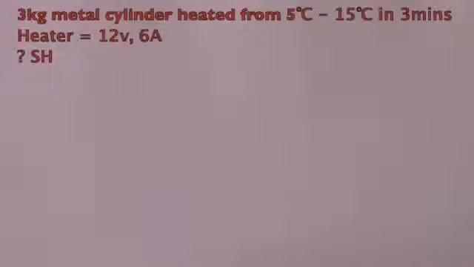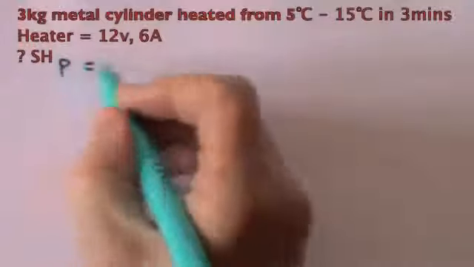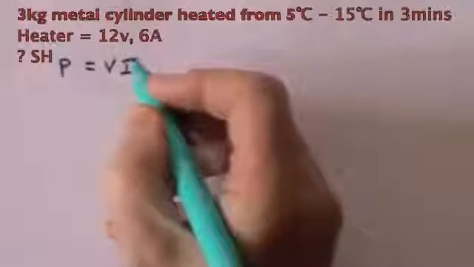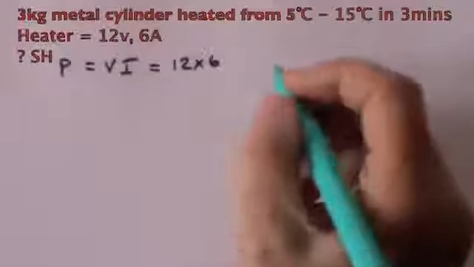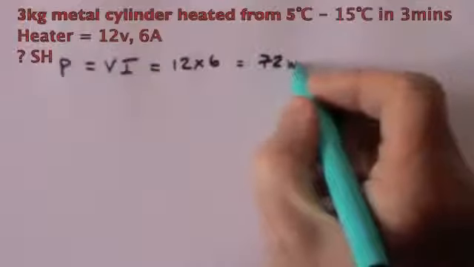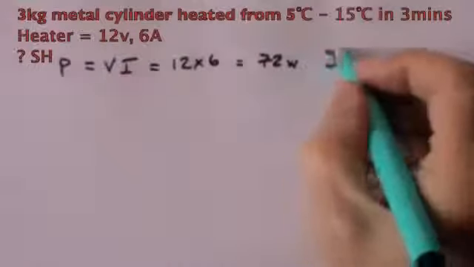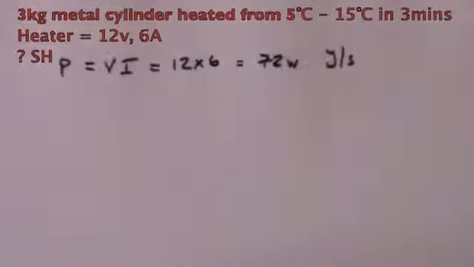Question 4. A 3 kilogram metal cylinder is heated from 5 degrees to 15 degrees Celsius in 3 minutes. We use a heater which is rated as 12 volts and 6 amps. And the question is, what is the specific heat of the metal? Well, we know that the power of the heater, which we'll call P, is equal to VI, and that's going to be equal to 12 times 6, 12 volts, 6 amps, and that of course comes to 72 watts. And that can also of course be written as joules per second. A watt is a joule per second.